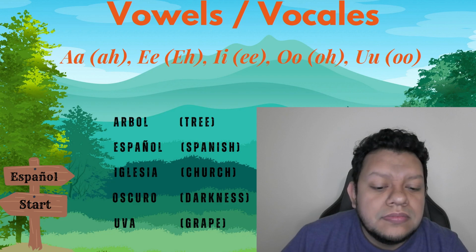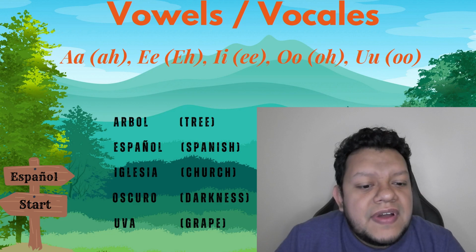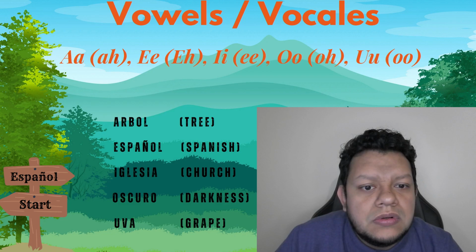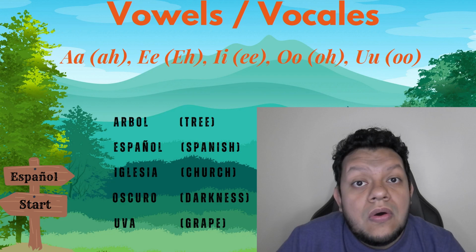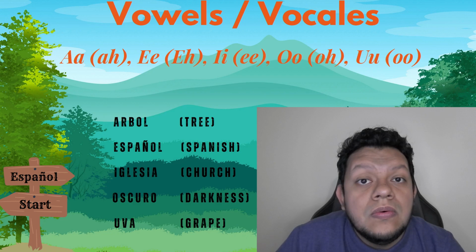Here's a couple words in Spanish to show you what I call the chain of vowels. Árbol, español, iglesia, oscuro, uva. Árbol, a o. Español, e a o. Iglesia, i e i a. Oscuro, o u o. Uva, u a.